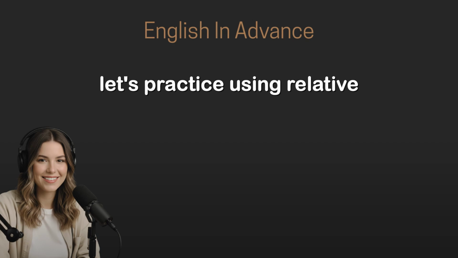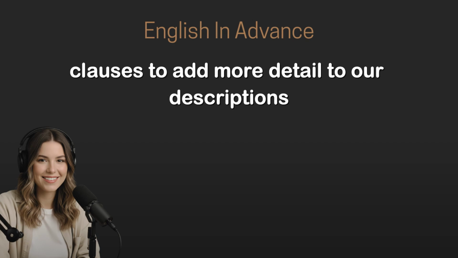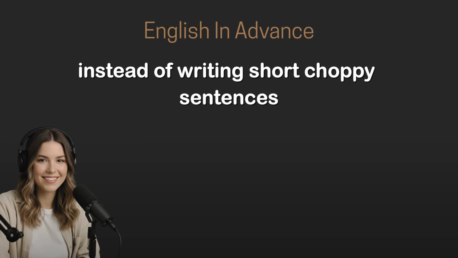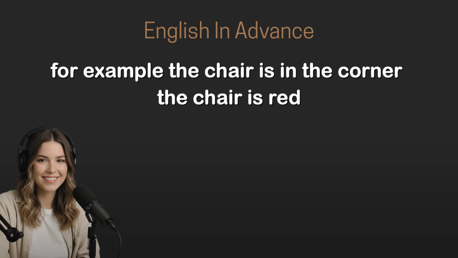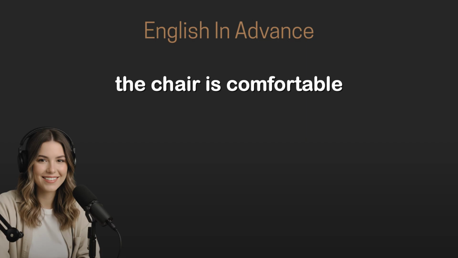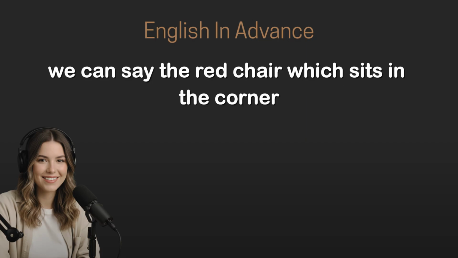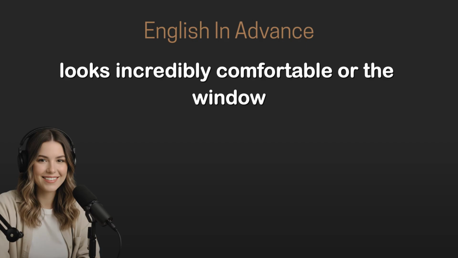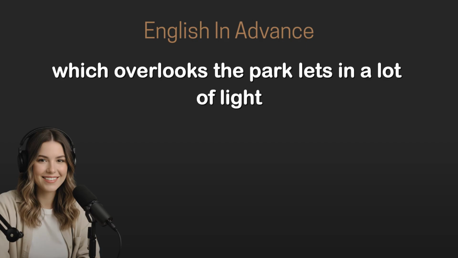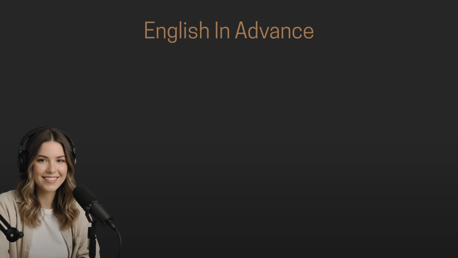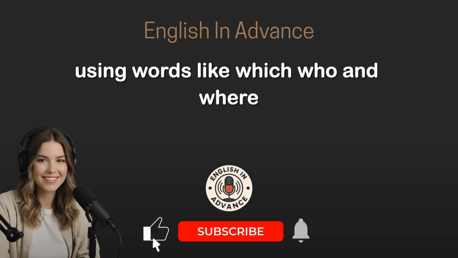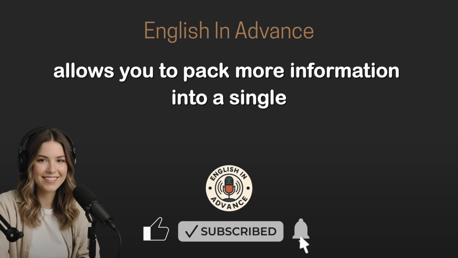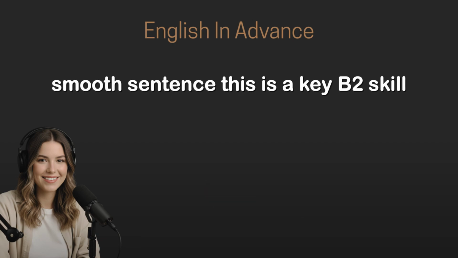Let's practice using relative clauses to add more detail to our descriptions. Instead of writing short, choppy sentences, we can combine them. For example, the chair is in the corner. The chair is red. The chair is comfortable. We can say the red chair, which sits in the corner, looks incredibly comfortable. Or the window, which overlooks the park, lets in a lot of light. Using words like which, who, and where allows you to pack more information into a single, smooth sentence. This is a key B2 skill.